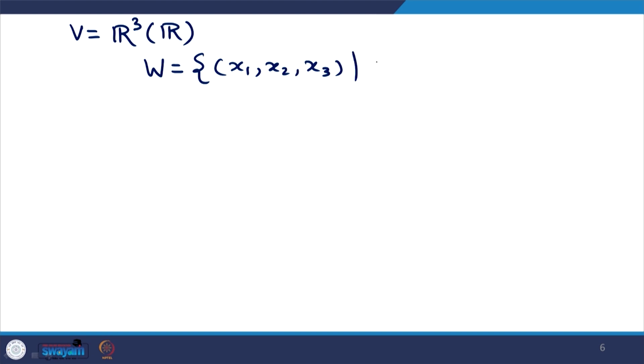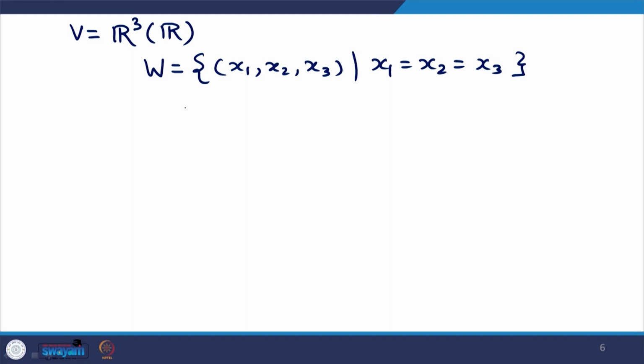Take another example, there again V equals R3 over the field of real numbers, and we are having W as the set of (x1, x2, x3) such that x1 equals x2 equals x3. So, what kind of vectors do we have in W? Where all the 3 components are equal. So, for example, (1, 1, 1), (2, 2, 2), (-1, -1, -1), all these kinds of vectors.